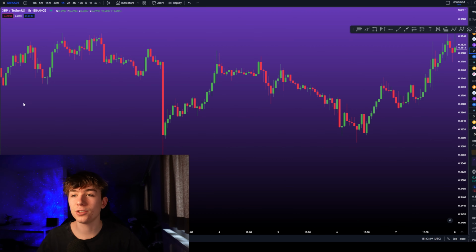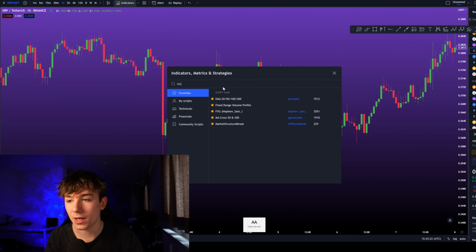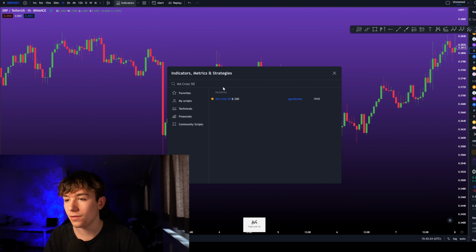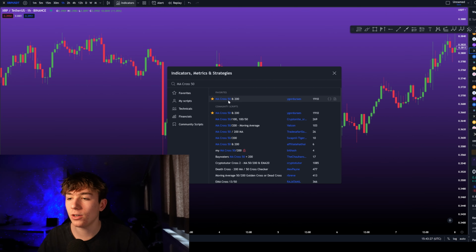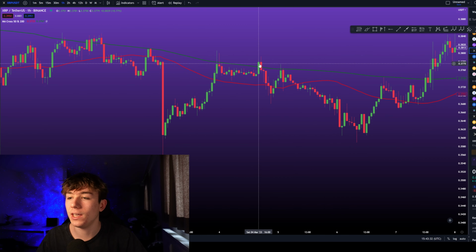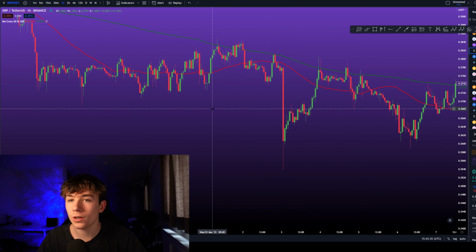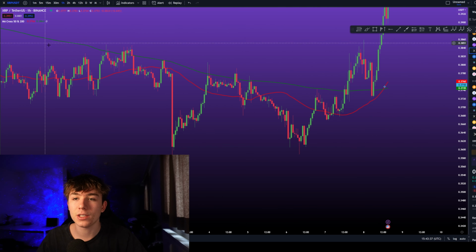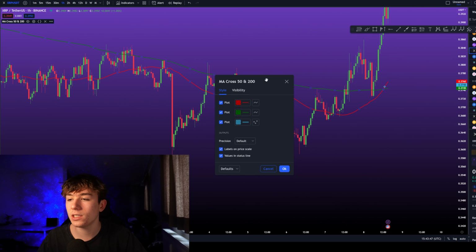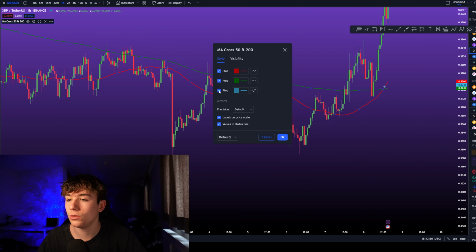To use the moving average, simply go to the indicators tab and type in MA cross 50, and this is the one you want to use, MA cross 50 and 200. So just click on that and close this tab. You'll see that the indicator will display on your chart. Now the only thing that's left for you to do is hover over the top left just under the price. You'll see that the details of this moving average tool will appear right here. So what you need to do is click on settings, and then you just need to deselect this last plot and deselect these last two checkboxes, and then you're all set to go.